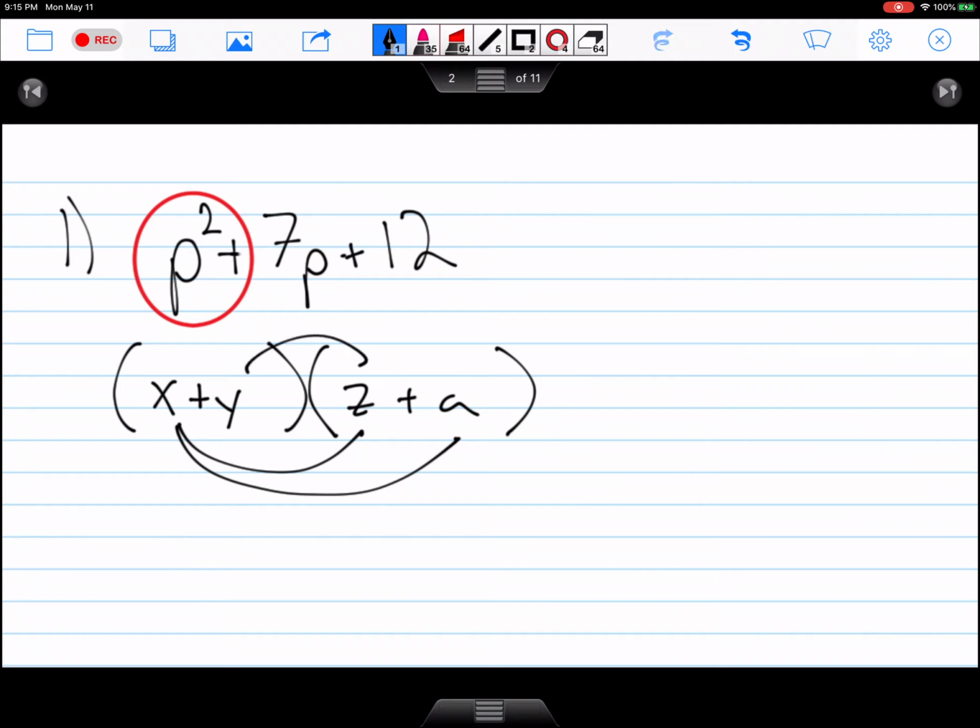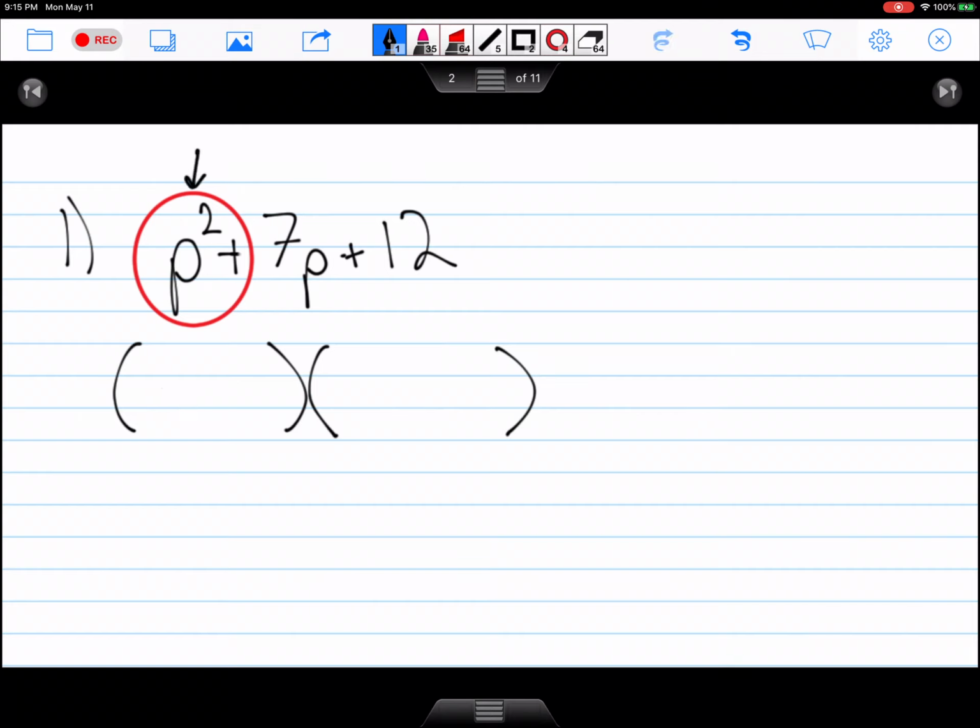And this gets a little tricky. It takes a little extra thinking. So I kind of like to break it down. I think about this first term first. And if you think back to our distribution stuff, when we had two binomials, let's just call these x, y, z, and a, we would distribute the x to those two terms, and we would also then distribute the y to those two terms. So it's the same kind of idea. When I distribute my first term there, the only way I can get a p squared is a p times p. So I know the first term of my binomials has to be p, because the only way to get p squared is p times p.